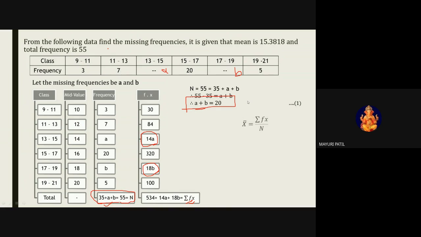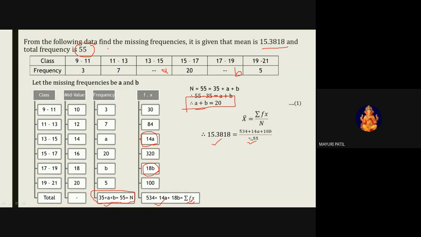Now second, what is the formula for x bar? Mean is equal to summation of fx divided by n. So we have the summation of fx. The mean is given, this one, 15.3818. So we just put in this value. Summation of fx we got, 534 plus 14a plus 18b, and n is given as 55. So we insert this 55.